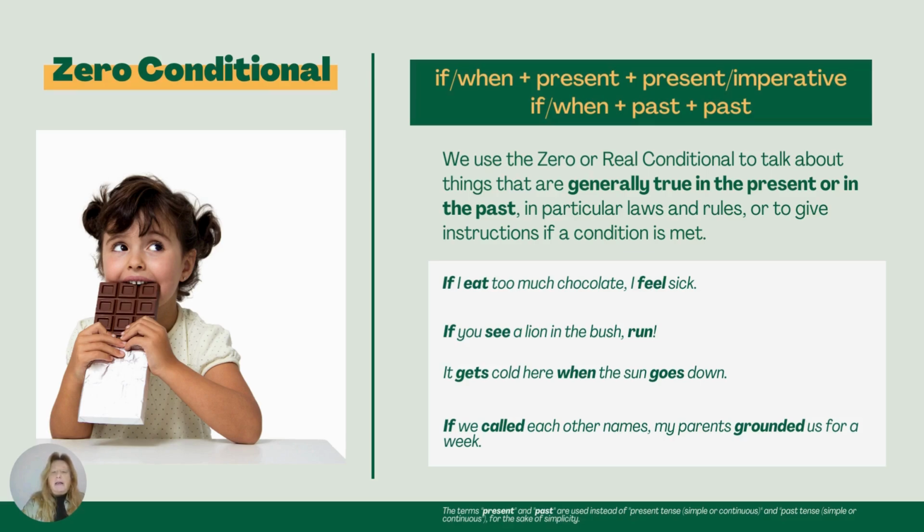If we called each other names, my parents grounded us for a week. Here instead we have in the conditional clause a simple past, whereas in the main clause, my parents grounded us for a week, we have a simple past again.